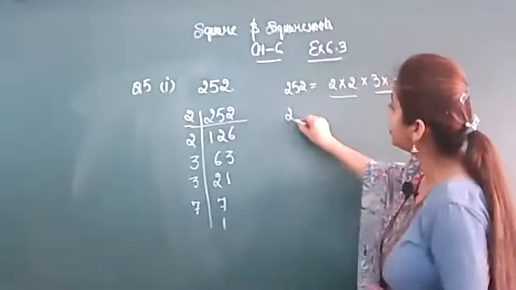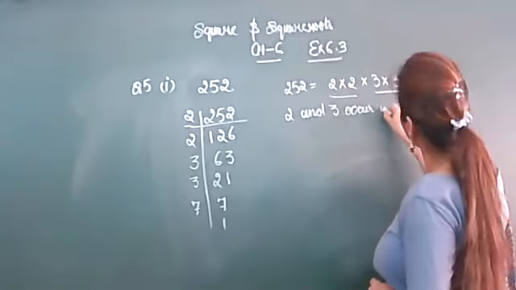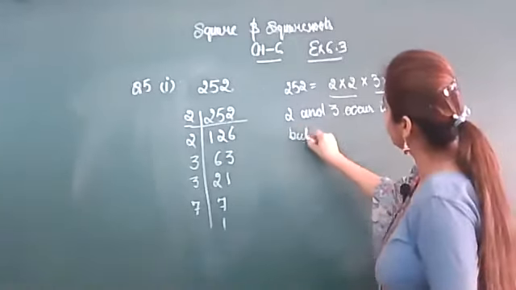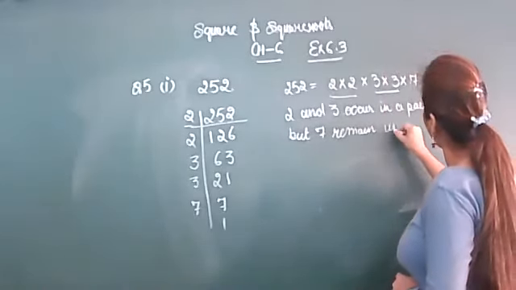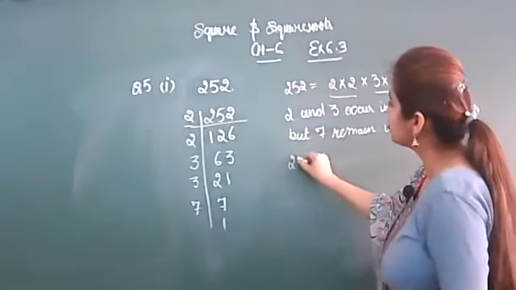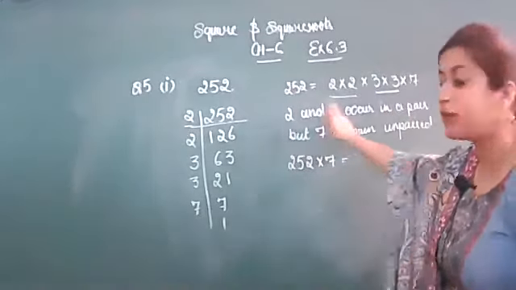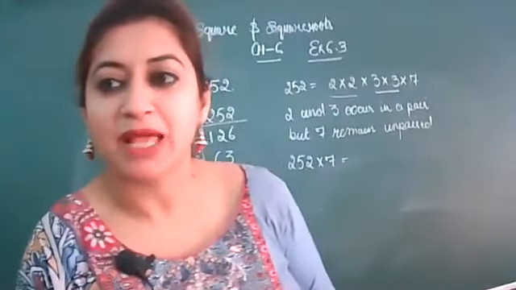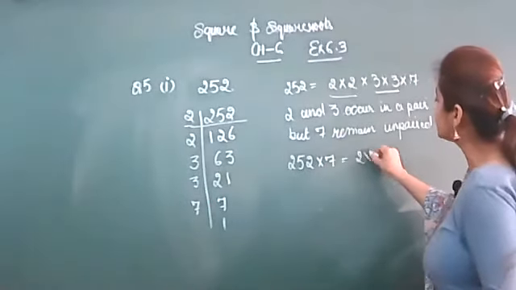So you will write here: 2 and 3 occur in a pair, but 7 remains unpaired. So that means 252 will be multiplied. बच्चे इसके फैक्टर अभी ये आ रहे हैं, 7 एक लेस है, अगर हम दोनों साइड पे 7 से मल्टीप्लाई कर दें तो फैक्टर्स कंप्लीट हो जाएंगे. So you will multiply both the sides with 7.